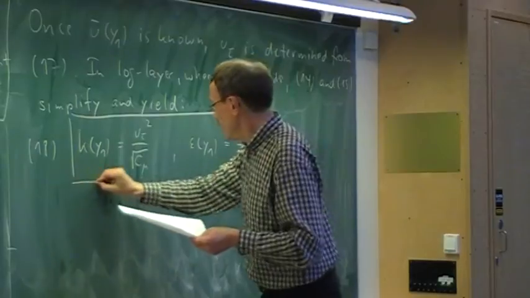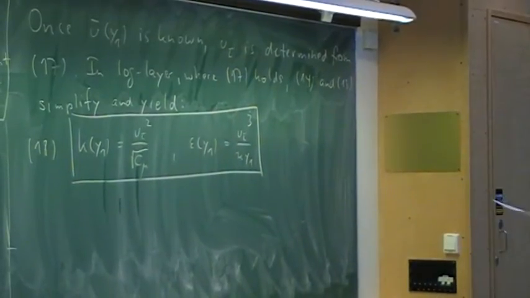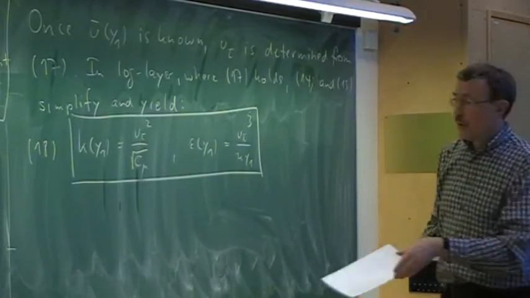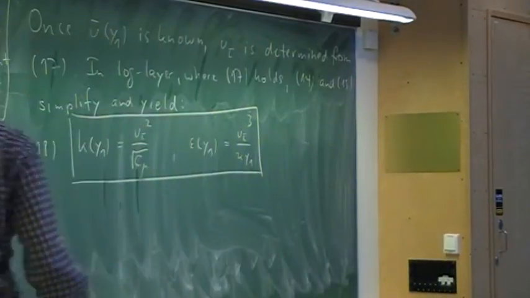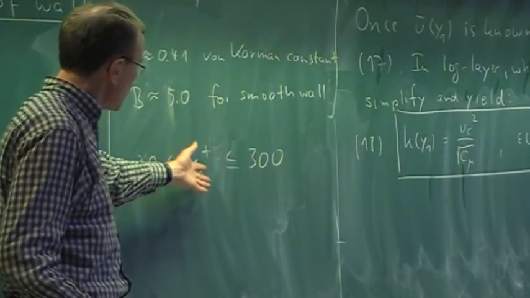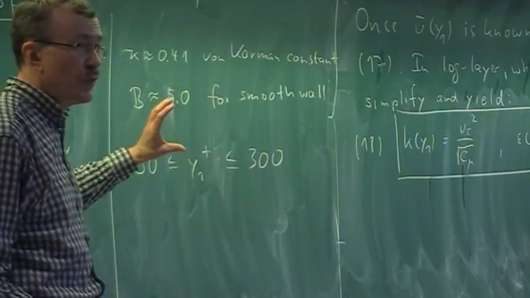So then we have these expressions, so then we can use them. That is a way where you can save a lot of computing power, because then you don't need to resolve what you usually have to do. You have to go to y plus below 1. So here you can see you can choose maybe 200 or whatever. So you skip resolving the near wall region.